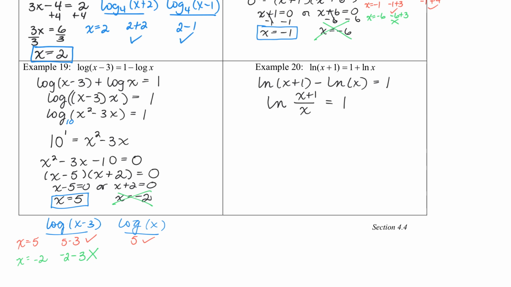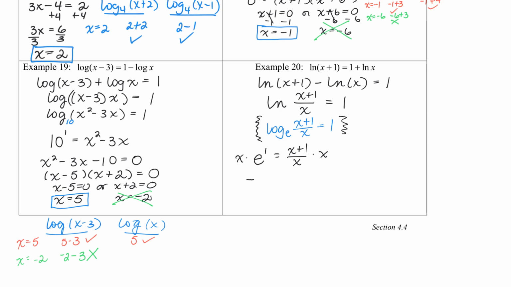But I need to remind myself, and if you need to, go ahead and write this. It's log base e of x plus 1 divided by x equals 1, isn't it? Natural log is just log base e. So now when I write this in exponential form, the base is e, the exponent's 1, and the result is x plus 1 divided by x. So what I need to do in order to solve this one is I'm going to multiply both sides by x.